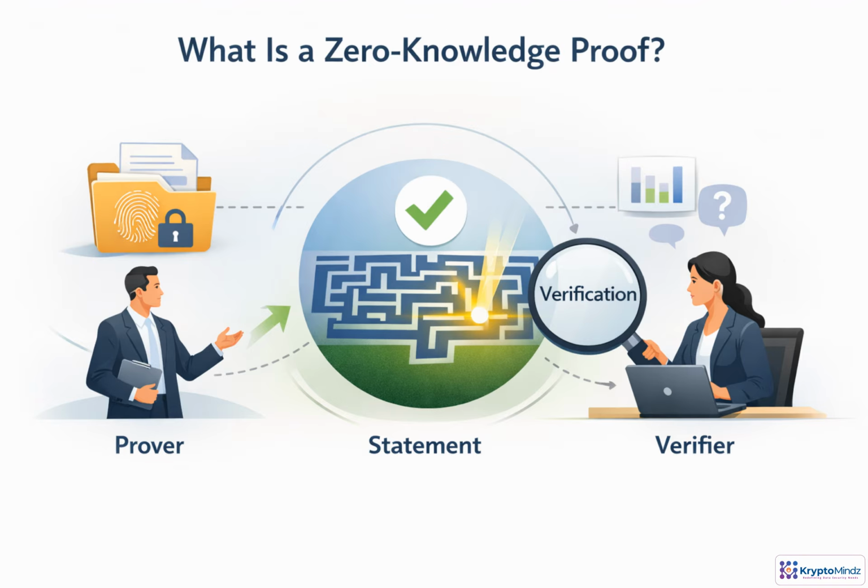At the core, a zero-knowledge proof lets someone prove a claim without exposing the secret behind it. The prover holds private information, called the witness. The verifier checks a public statement and becomes convinced it is true. The key separation is this: trust comes from the proof, not from access to the underlying data.